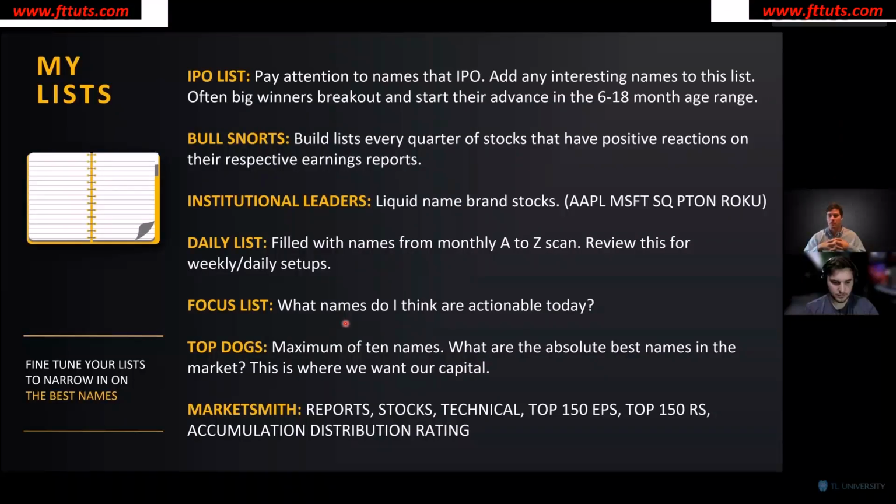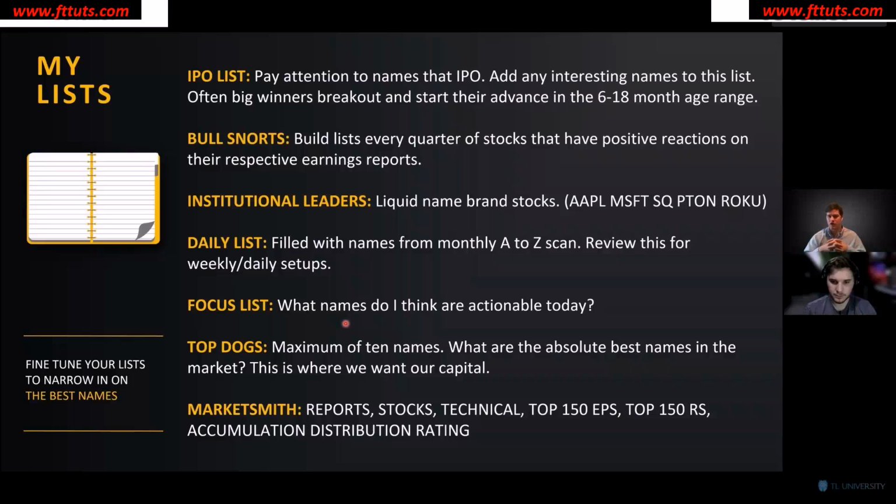So keeping an IPO list, which I review every single night, I think is a great list and an area to kind of farm for winners. Bull snorts, as you guys kind of know, I love volume, and a lot of the time the gappers are bull snorts. So I'll just throw them on this list, and I look at it each night.